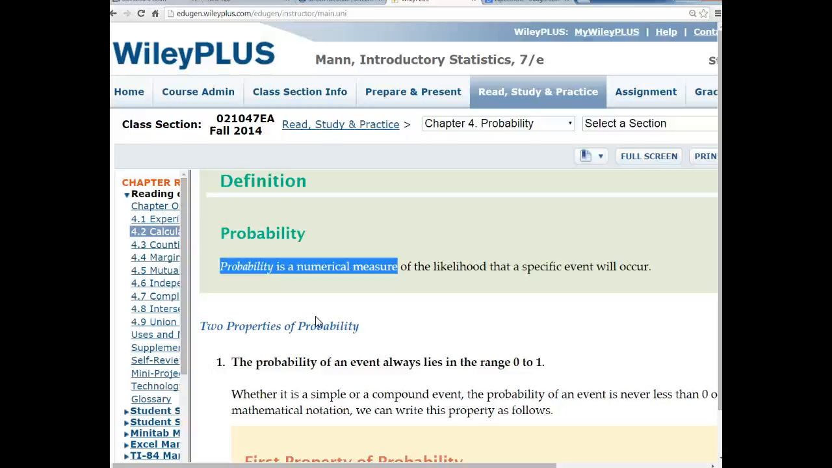You can say it's kind of measuring the weight of the event, or the size of the event, but it's a little different than that, right? It's measuring the probability, which is kind of like the weight or the size. So it's measuring something about the event. It's a numerical measure, of course. Most measures are. A numerical measure of what? Of the likelihood that a specific event will occur.